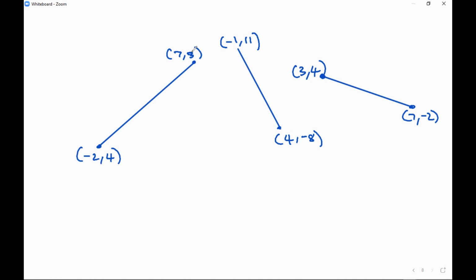This one here should be 8, 7 and 8, not 4. Sorry, just double check that first one there. That should be 7 and 8 at the top. Okay, I'm going to call those AB, AB, AB, and AB. So it's question A, question B, and then question C. See if you can get each of those gradients. Try it, when you're done, I'll go through it.